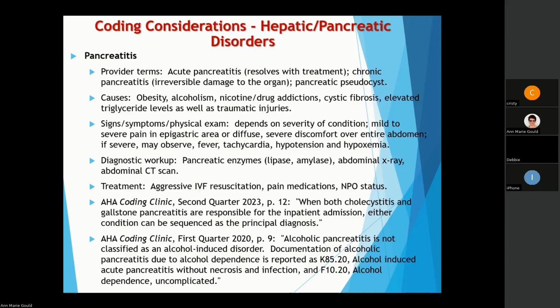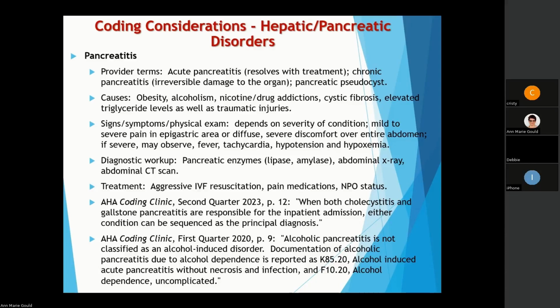Another Coding Clinic from first quarter 2020, page 9 states that alcoholic pancreatitis is not classified as an alcohol-induced disorder. So documentation of alcoholic pancreatitis due to alcohol dependence is reported with K85.20, alcohol-induced acute pancreatitis without necrosis and infection. And then you also code your F10.20, alcohol dependence uncomplicated. So you can use two codes on these patients.